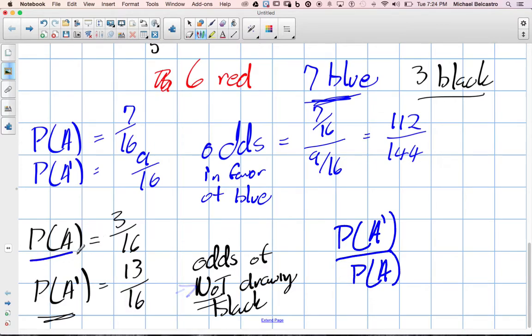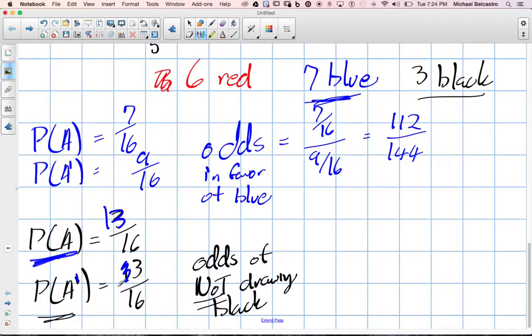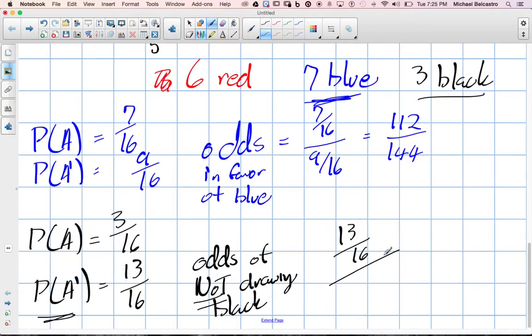But I could have just renamed this. I could have said, okay, let's just call PA not drawing black socks, and that would have made this 13. And I would have called this drawing black socks, and that would have made this 3. So it really just depends what you name it. Because we said not, you're 100% right, we switch these odds. So it now becomes 13 over 16 divided by 3 over 16, and then we work that out to get whatever our odds are at the end.